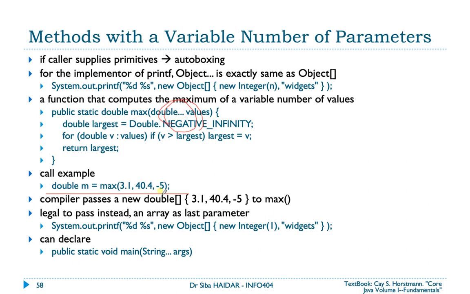And look at how the compiler will think. The compiler will have to cast them to a common type, because the compiler will put them inside an array. So what is the most obvious common type? It is double, so an array of double. The compiler will pass a new array of double to the function max, and it is legal to pass an array as the last parameter instead of this. Also, the main function of Java has a variable number of arguments. It has String... args.